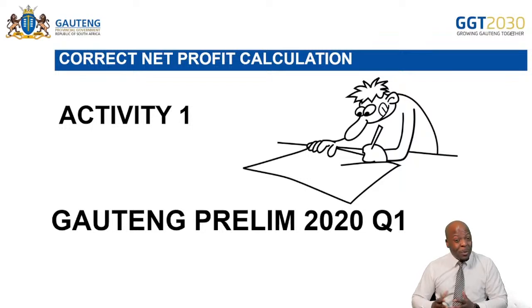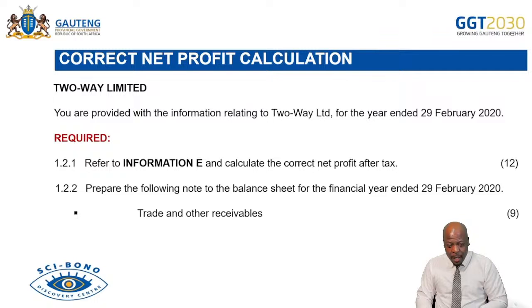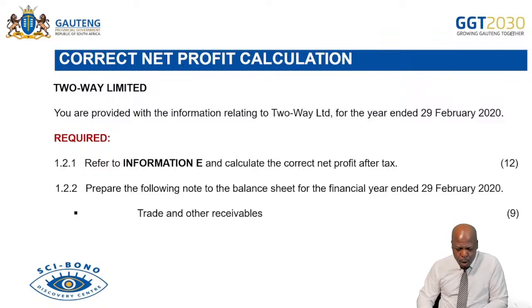All right. So as we said, we're going to begin with the Gauteng prelim for the year 2020. It reads, Two-Way Limited. You are provided with information relating to Two-Way Limited for the year ended 29 February 2020. Required: refer to information E and calculate the correct net profit after tax. All right. So this is what we want to do. Calculate correct net profit after tax. But before we do any calculations today, make sure you have that worksheet.